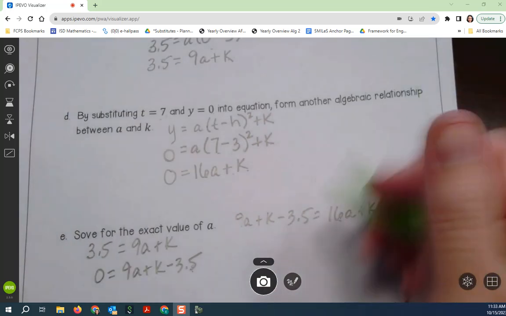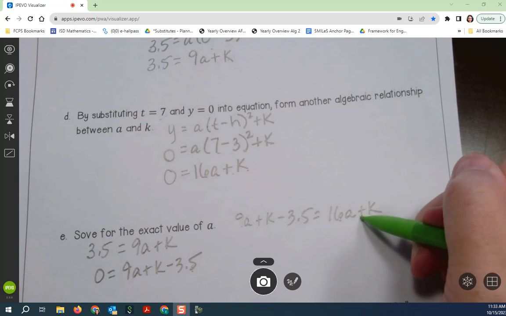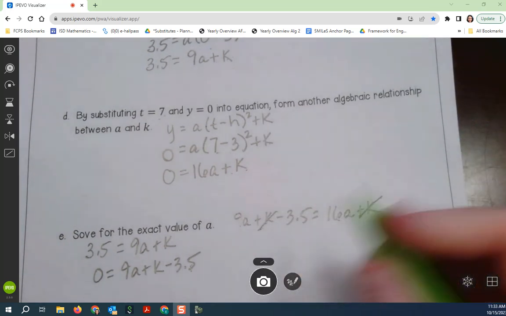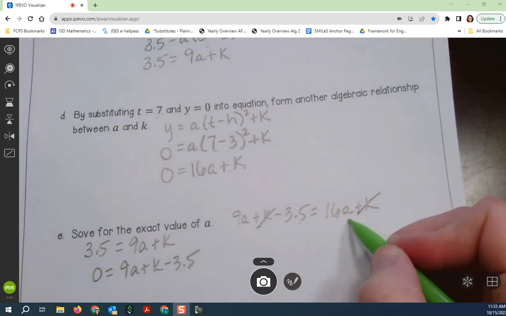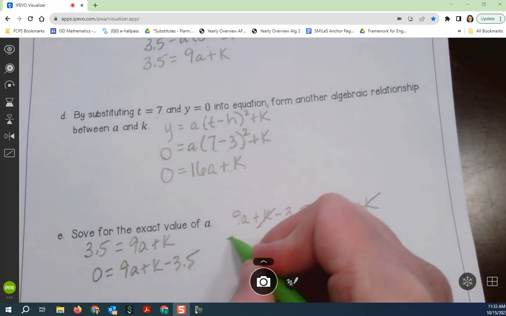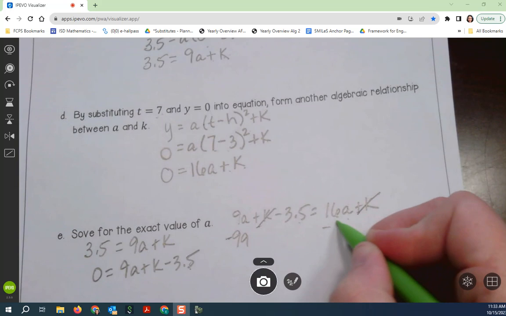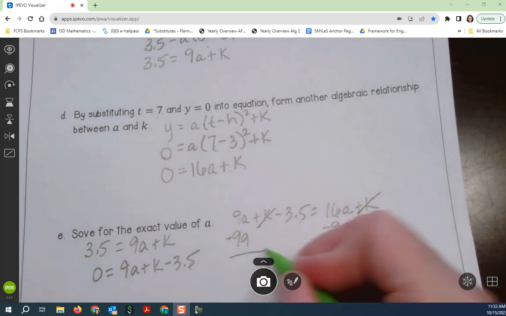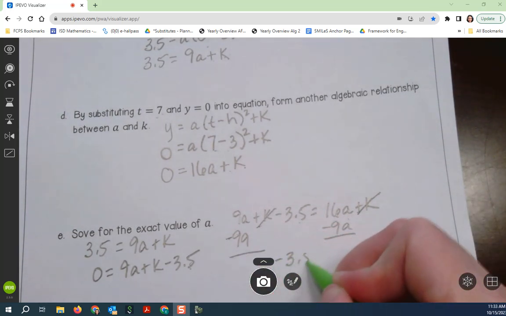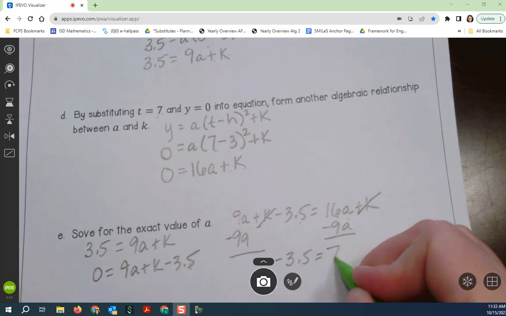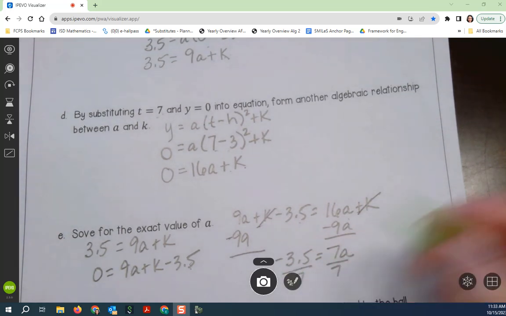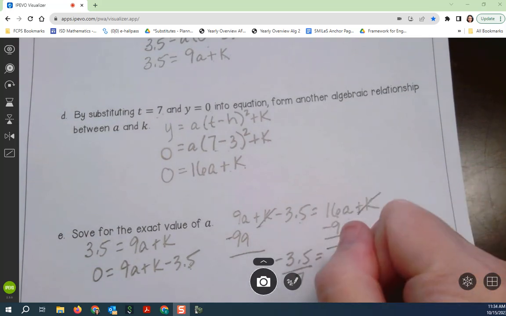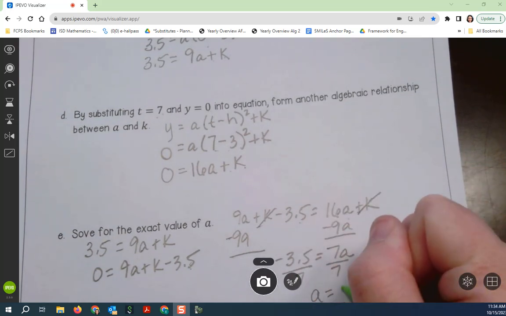So what I might want to do next is subtract the k's on both sides. And I have 9a minus 3.5 equals 16a. So I'm going to subtract 9a on both sides. Negative 3.5 equals 7a. And divide by 7. And I'm going to get negative 0.5. So a is equal to negative half or negative 0.5.